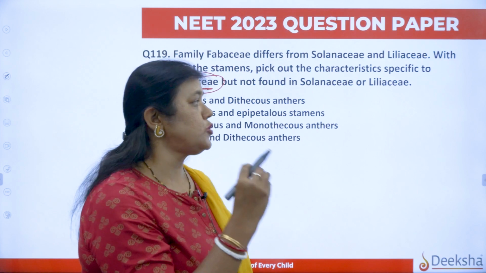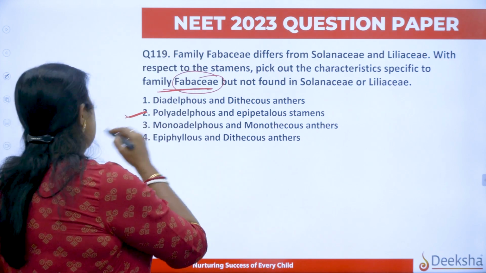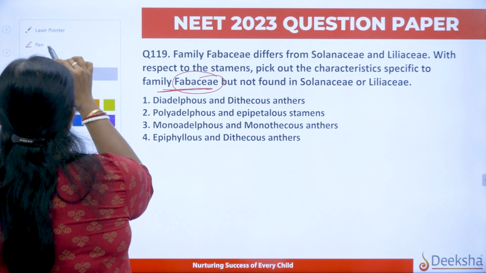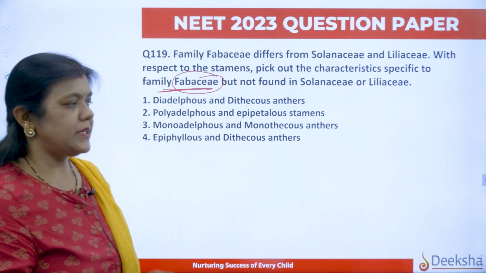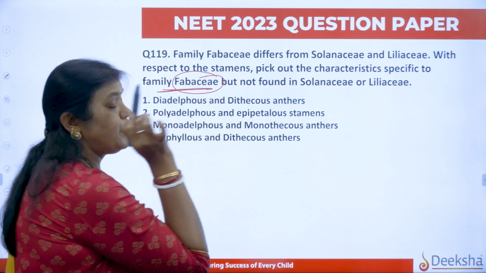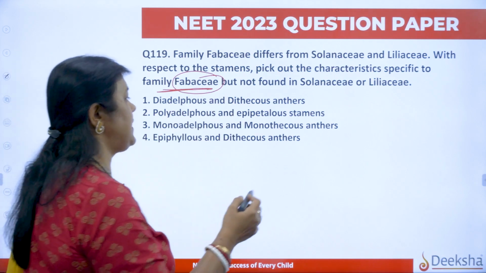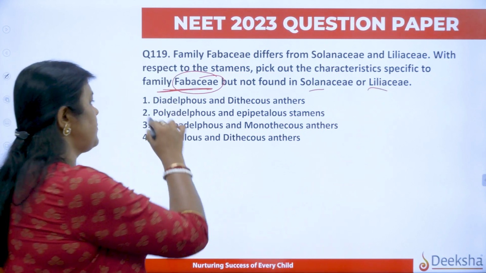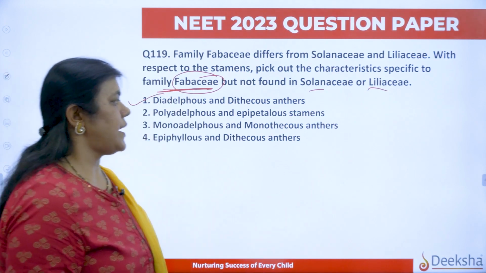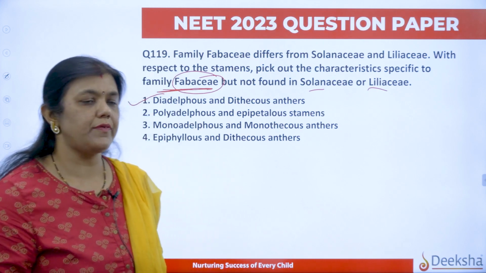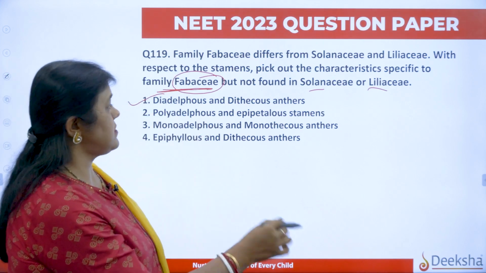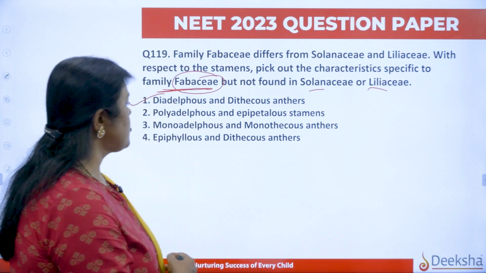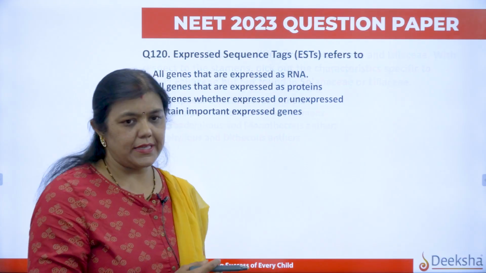Now Fabaceae shows unique characteristics. I'll erase this so that it becomes very clear for us. So what is the question again? In the family Fabaceae, we see the character, but we do not see any of these characters matching with Solanaceae or Liliaceae. And the correct answer over here is this one, diadelphous and dithecous anther, which is uniquely seen in Fabaceae, which picks out the characteristics specifying the family Fabaceae. Right? So the correct option over here is option 1. Let's go to the next one.